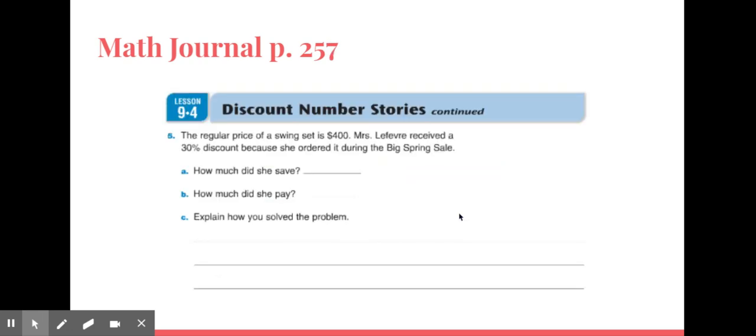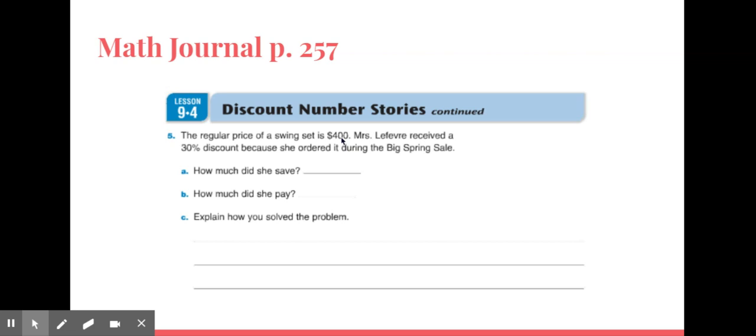The regular price of a swing set is $400. Mrs. Lefevre received a 30% discount because she ordered it during the big spring sale. So we got to figure out how much she saved. Like I said, always start with the 10%. So if I have $400 and I figure out 10%, I move the decimal once to the left. So 10% off is $40.